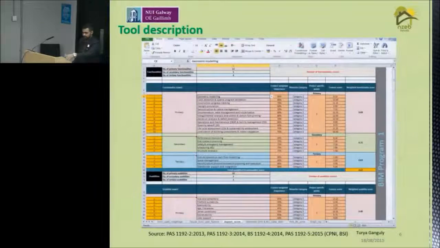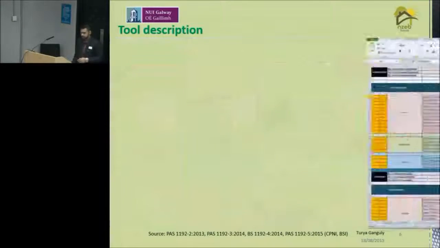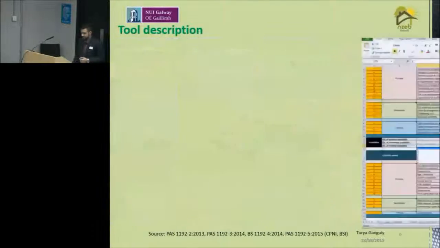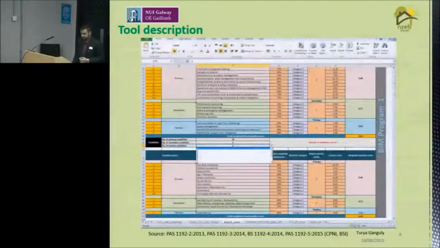As you see, all of them are selectable by drop-down menu, and you can easily select them as per your convenience and as per the user requirements. You can also select the maturity category based on the definition that I showed you just a few minutes back. Same for the usabilities.